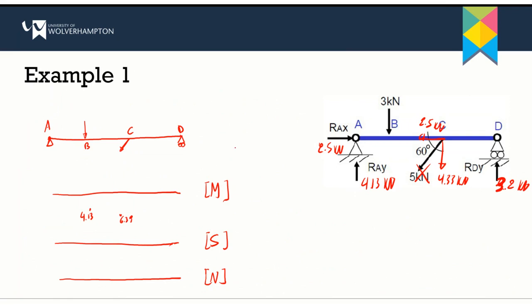Something that you need to keep in mind is that when it comes to the moments, we draw the positive moments below the axis, the horizontal axis, and the negative moments above the horizontal axis. On the contrary, when it comes to shears or axial forces, we draw the positive above the axis or above the beam, and the negative below that. There is a reason for that.